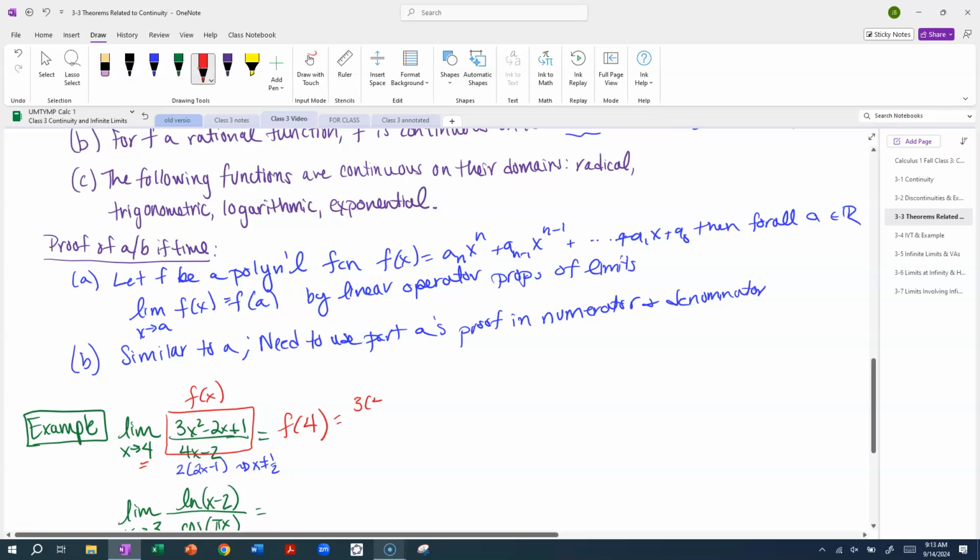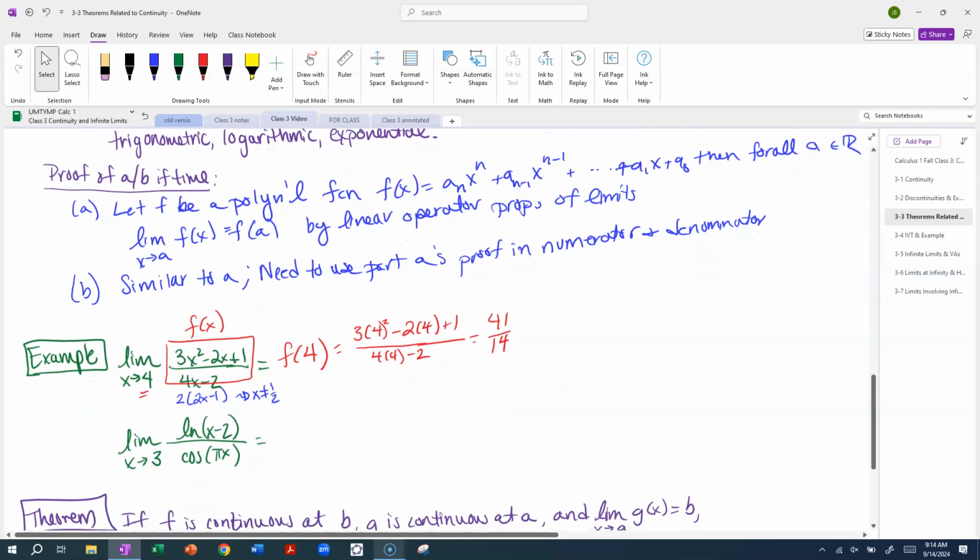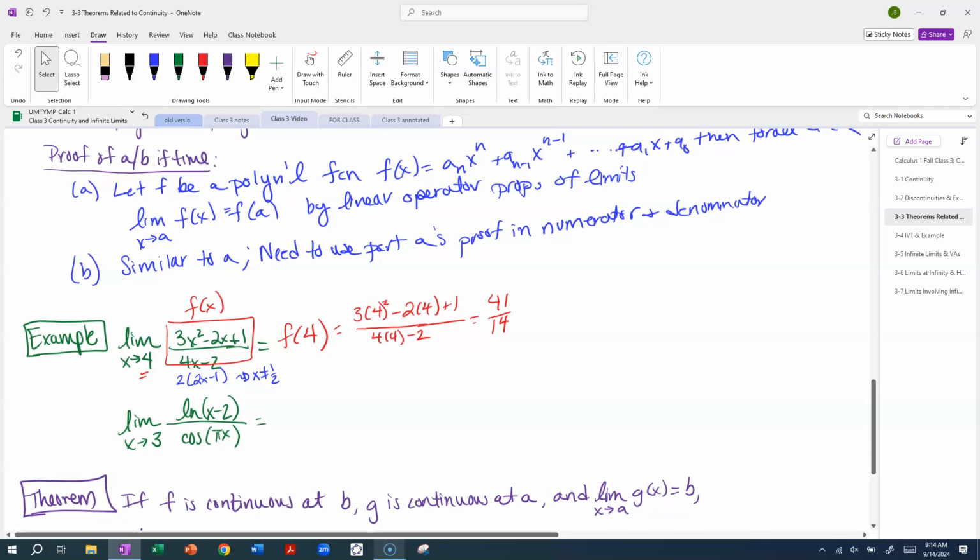So I do 3 times 4 squared minus 2 times 4, plus 1, over 4 times 4 minus 2. And if I do the arithmetic here, what I end up getting is 41 over 14. Easy, okay? Similar thing here, I just need to check that 3 is in the domain, and natural log is the kind of picky one.